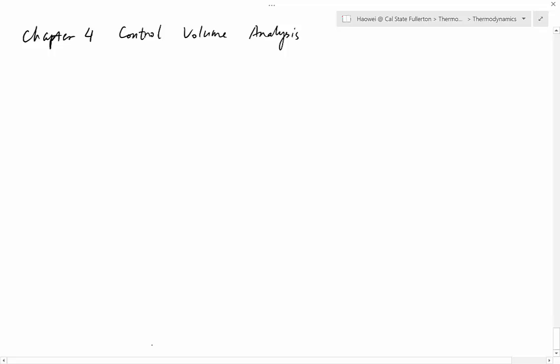Hello, welcome back. At this moment, we've finished all the analysis we need to know about a closed system. A closed system is the system where there's no mass transfer. Okay, so today we're going to move on to chapter 4, where we do analysis about control volume.